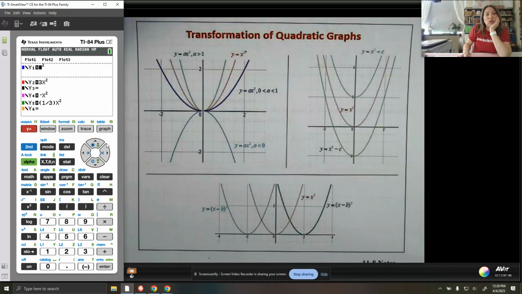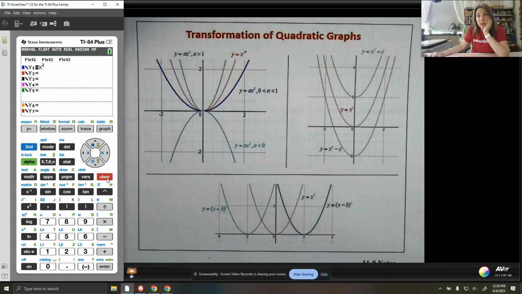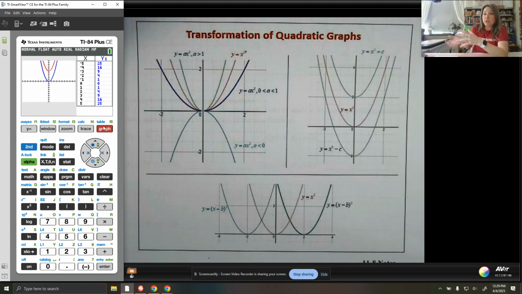Let's talk about changing, and I'll get rid of all of these, the k value, the value that I add or subtract from the end in the vertex form of my quadratic. So if I look at adding to the end, let's say I have x squared, but I want to add to it, let's add a 5 to the end, okay? What is that going to do? That actually takes my parabola and moves it up 5 on the y-axis.